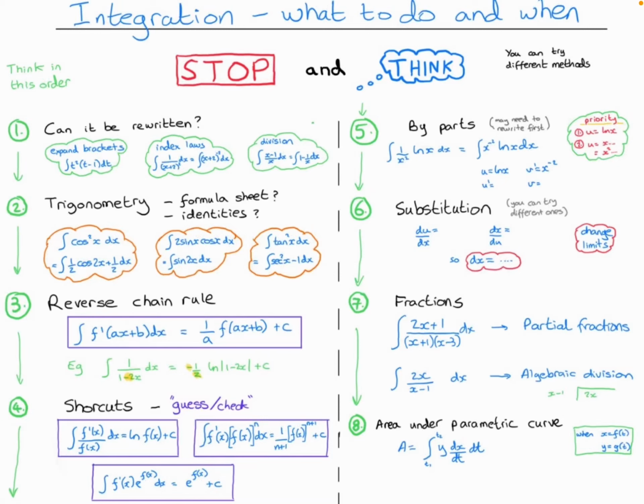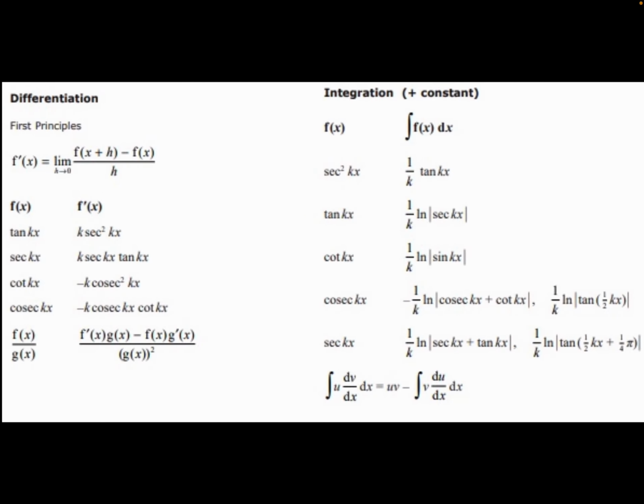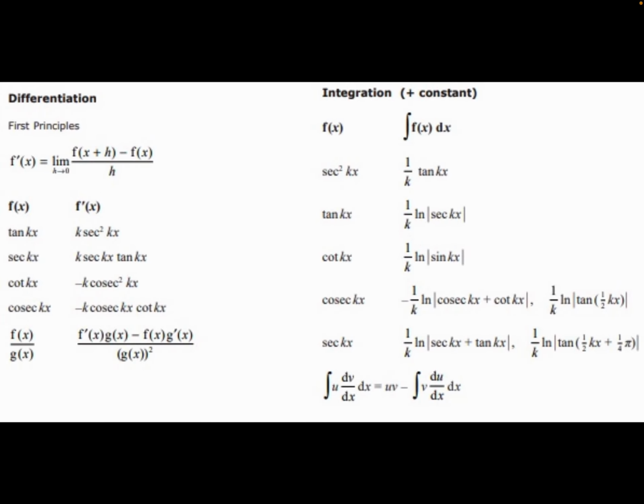Remember that we're following the integration what to do and when flowcharts when answering integration questions. Also, remember that you've got your trigonometric formulae in the formula book should you need them.